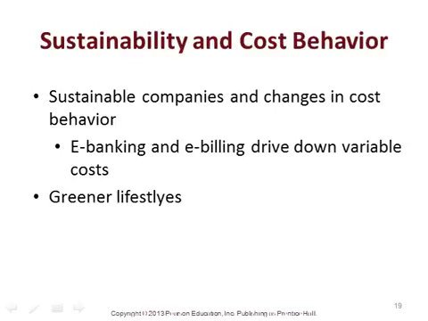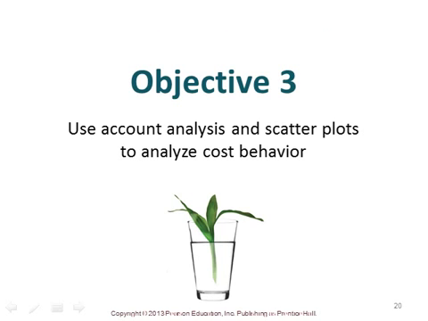And in that case, we need to decide, well, are those costs now variable or fixed? How do they change in relation to our customer base? That also results in greener lifestyles, and we also can think about the environmental impact when we're looking at these cost behaviors. So for objective 3, we want to talk about how we use account analysis and scatter plots to analyze cost behavior, right? Because it's good to know these exist, but without being able to understand what their impact is on us, it doesn't do us much good.